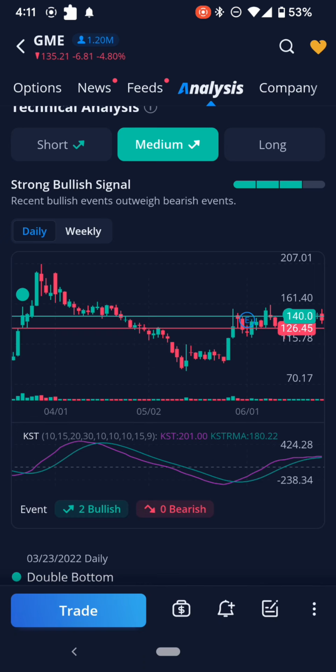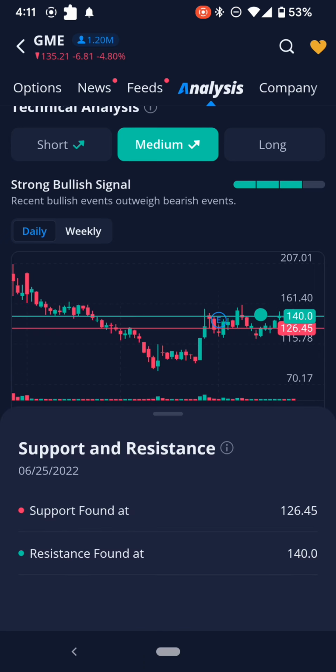There's medium term. This is a double bottom, I think it's showing. Oh, it's short support and resistance on.